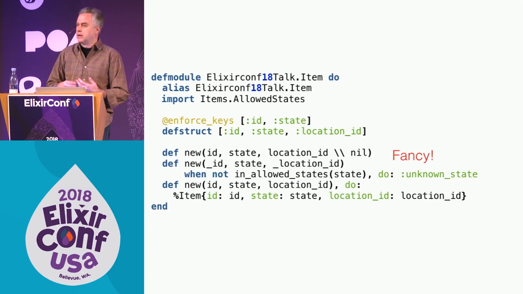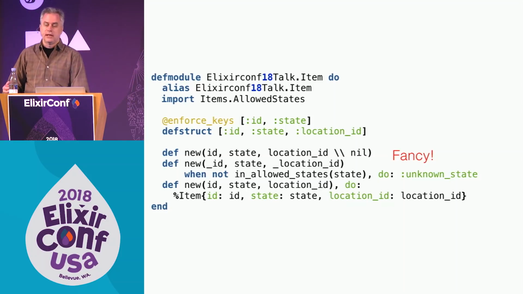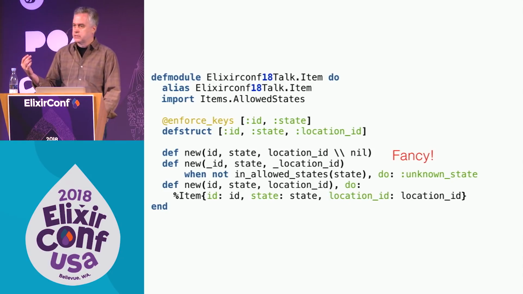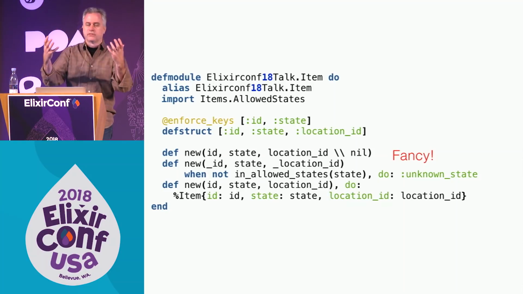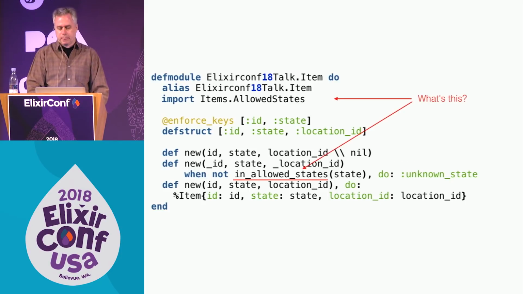So for this example, this might be overkill. If we had a much more complex data structure that would represent our state, think like the connection struct in Phoenix, it might be nice to have something. We give it a few parameters. It gives us a pre-made data structure out of there.